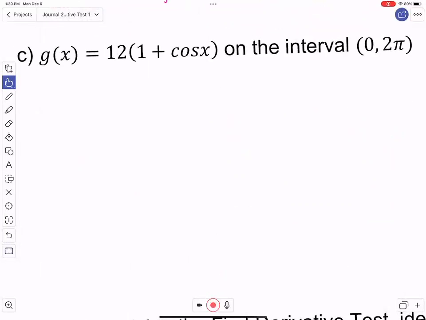Okay, so this one here, I'll give you a little clue. When you first look at this problem, what type of rule would you use to find the derivative? Okay, interesting. What do you mean by chain? Okay, so you're thinking product rule or chain rule?